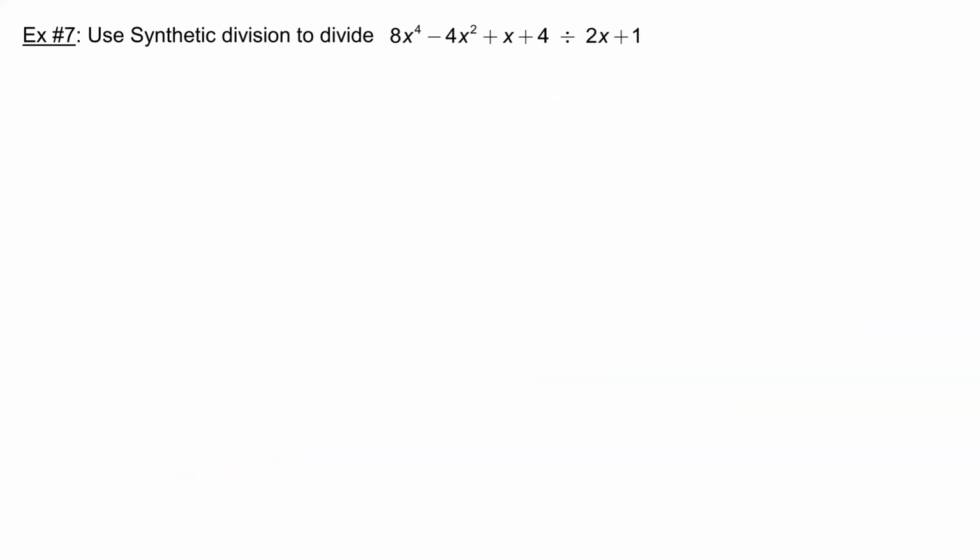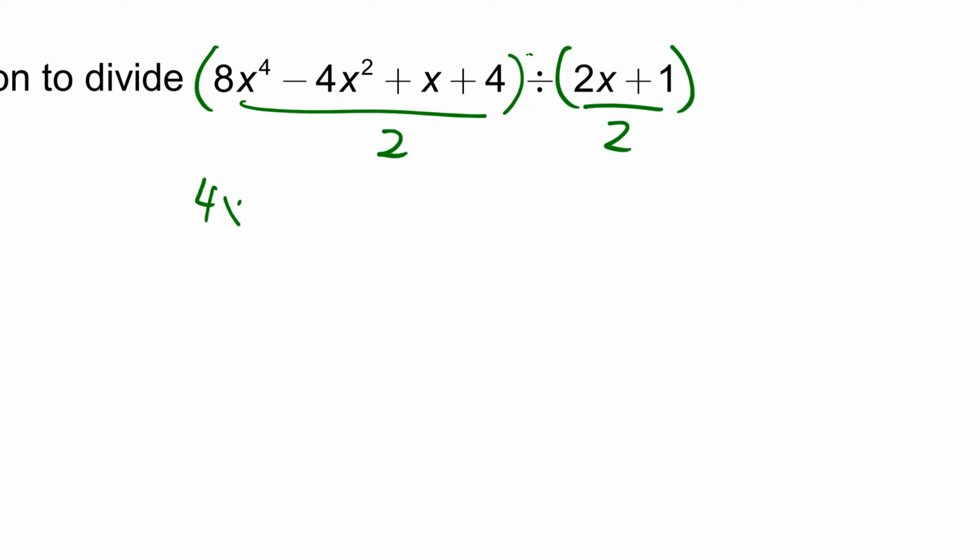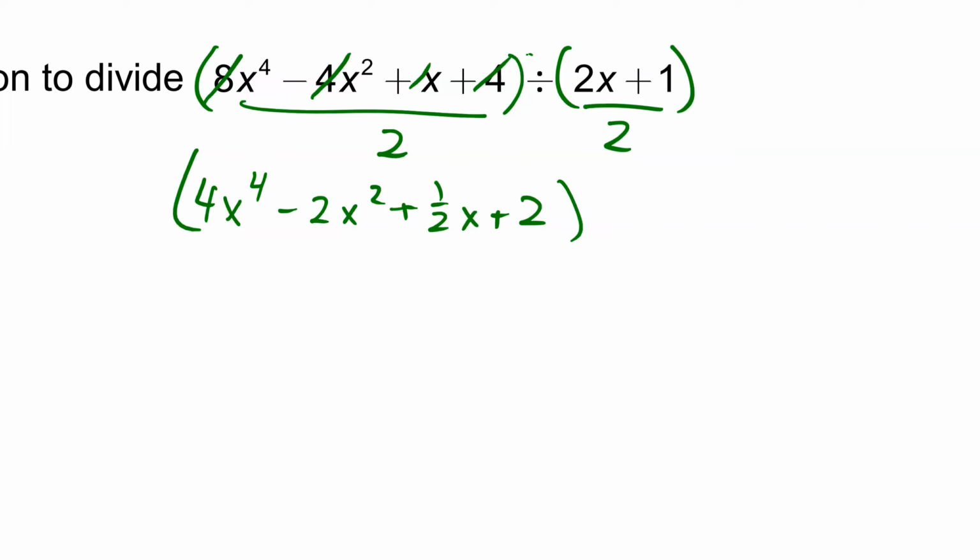All right, 2 more examples to go. So once you pause the video, go ahead, try this one out. You already know the first thing we have to do is divide everything by 2. So it leaves us with 4x to the fourth minus 2x squared plus 1/2 x plus 2. All I did was divide each of these by 2, right? So this is secretly a 1 in front of x. And I'm dividing by x plus 1/2.